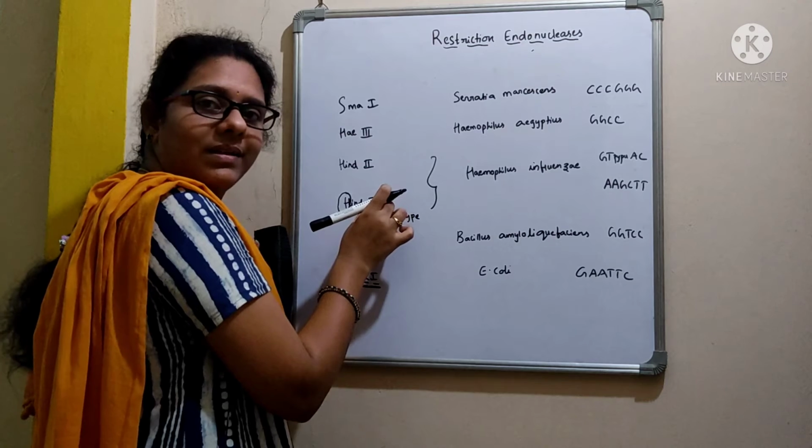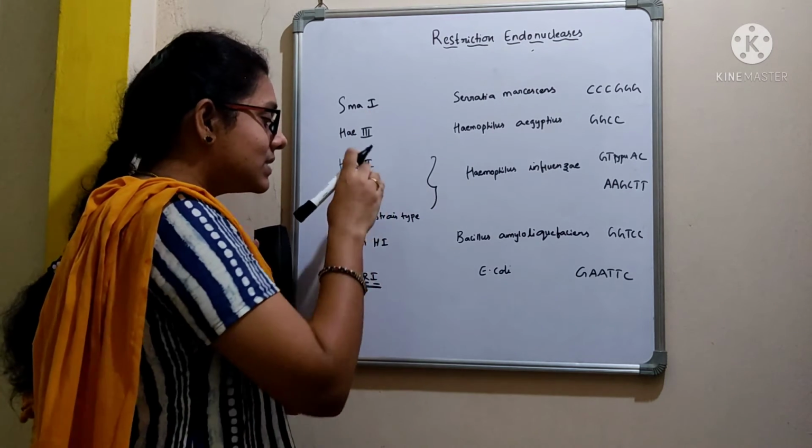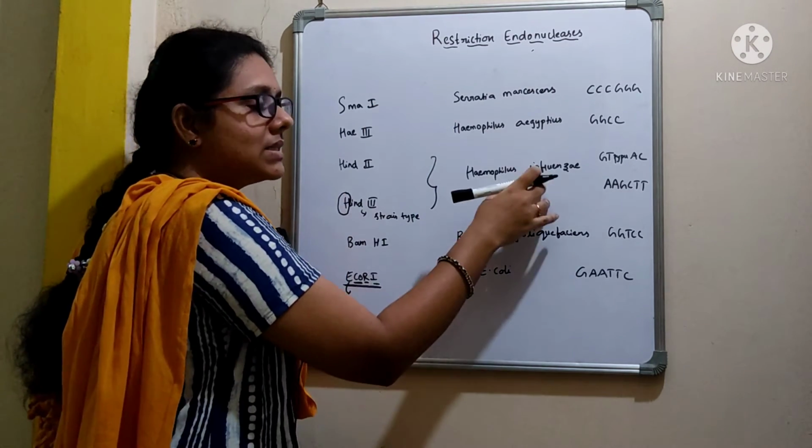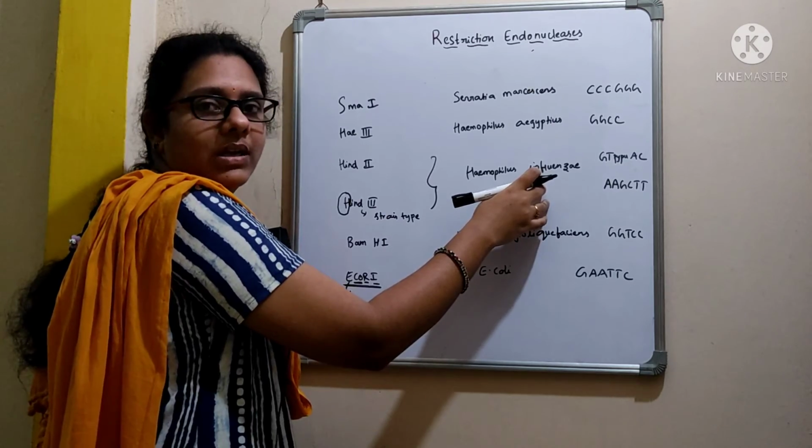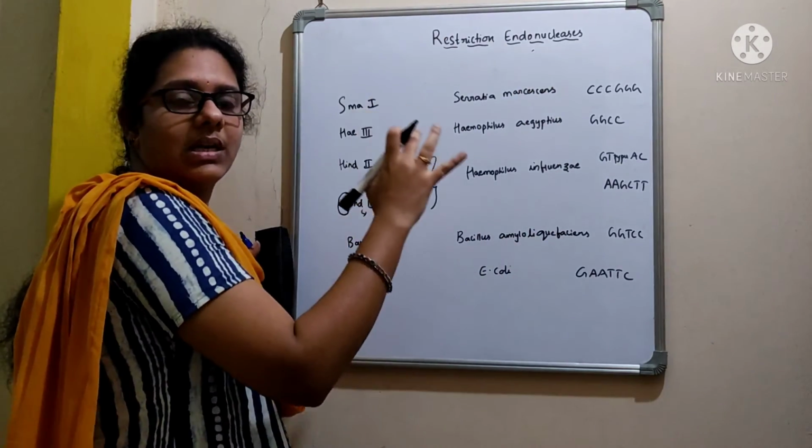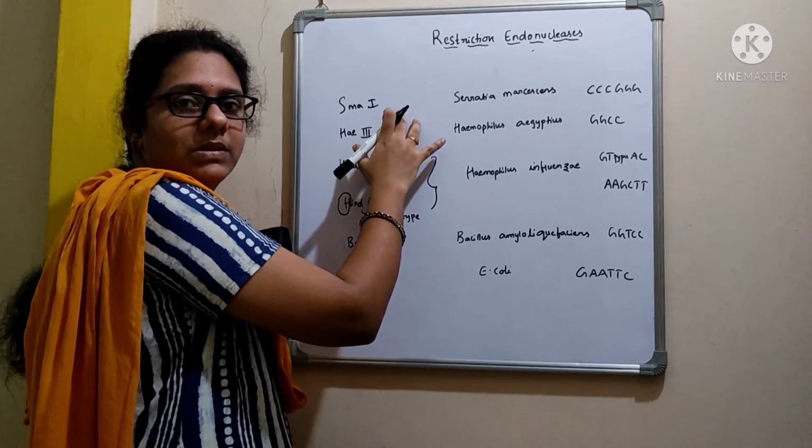Whereas the Roman numeral III indicates that this is the third enzyme that was isolated from Haemophilus influenzae. This is how the restriction enzymes were given their names.